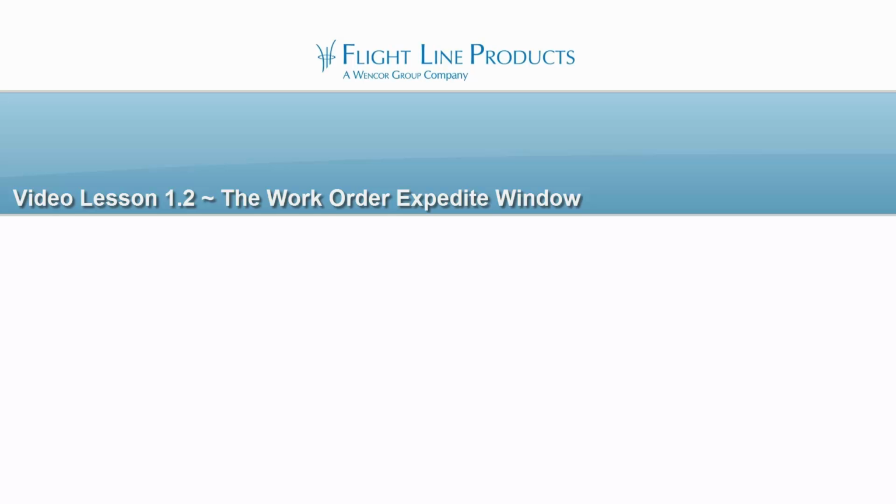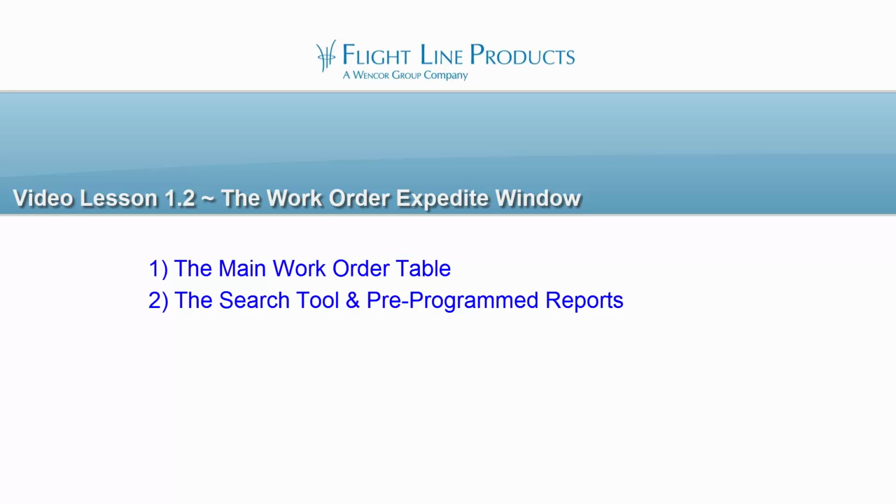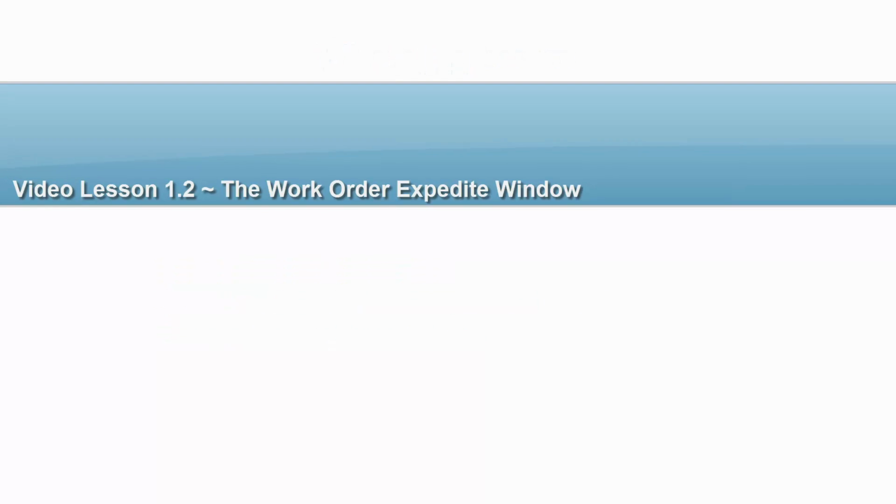In this tutorial, we will cover the following items. 1. The main work order table browse. 2. The search tool and pre-programmed reports. And 3. Elements of the related tables. So let's jump right in.